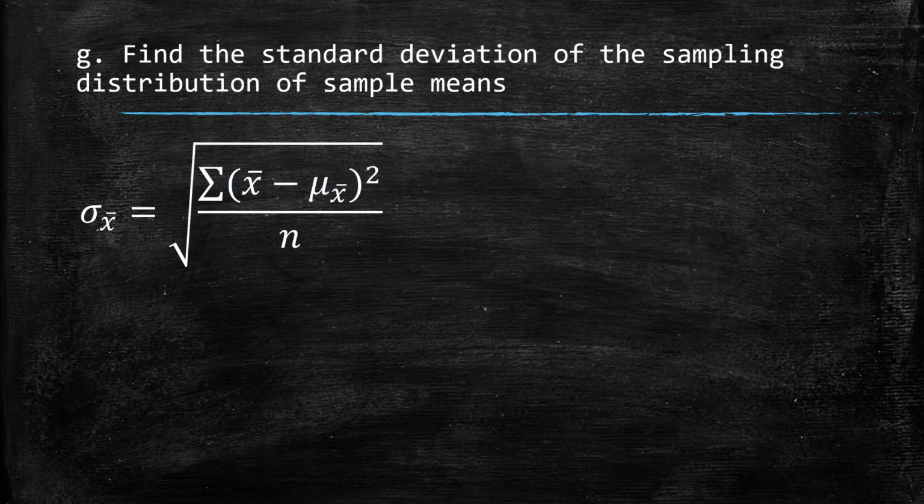Last, you're going to find the standard deviation of the sampling distribution of sample means. Again, the formula for the standard deviation is the square root of its variance. So you just substitute the variance that we got from the previous slide. You have 1/3, right? So get the square root of 1/3. I'm using my calculator here. The answer to 2 decimal places is 0.58.